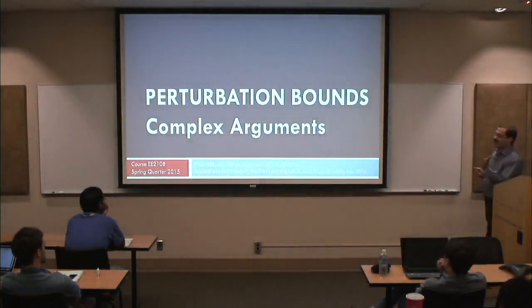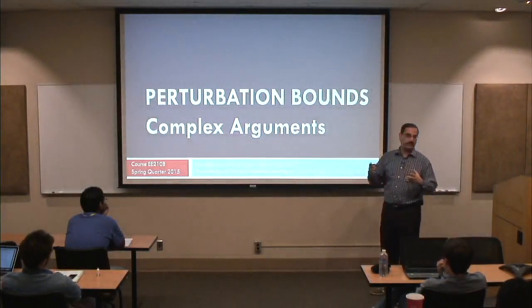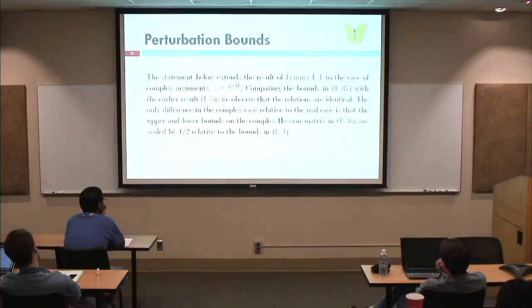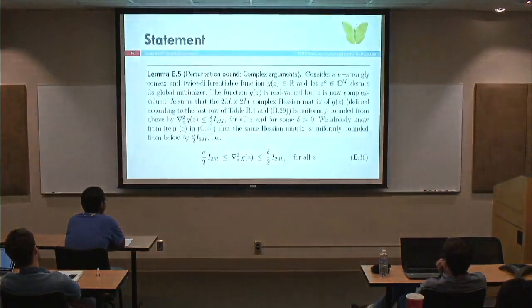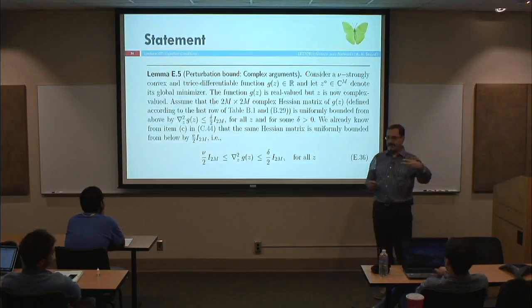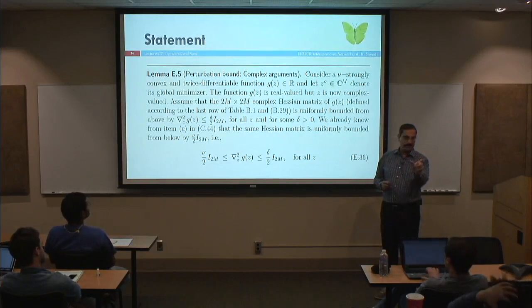Okay, so let's extend these results quickly to the complex case, okay? I don't need to go through all of the arguments because you already know the extensions are not that difficult. Okay, so the first statement, remember we have a mean value theorem, right? We have two versions of the mean value theorem for complex arguments, right? Increments of g and increments of the gradient of g, right?